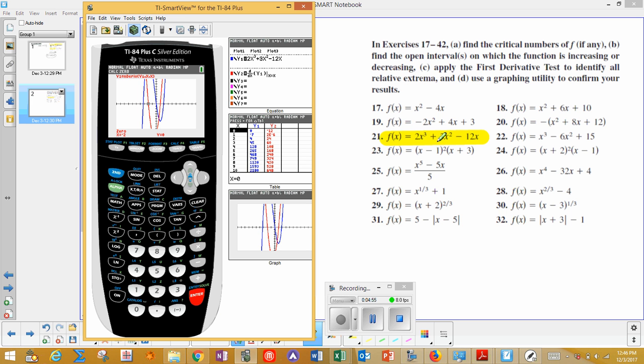So that's a problem much easier done by hand, but that'll give you that 0. And since I see that the derivative is positive to the left of it and negative to the right, I know that it's a relative maximum at -2. So that's a way of looking at these and doing them on the calculator. Okay, and that's how we graph a derivative. So that's all I have to say about that.